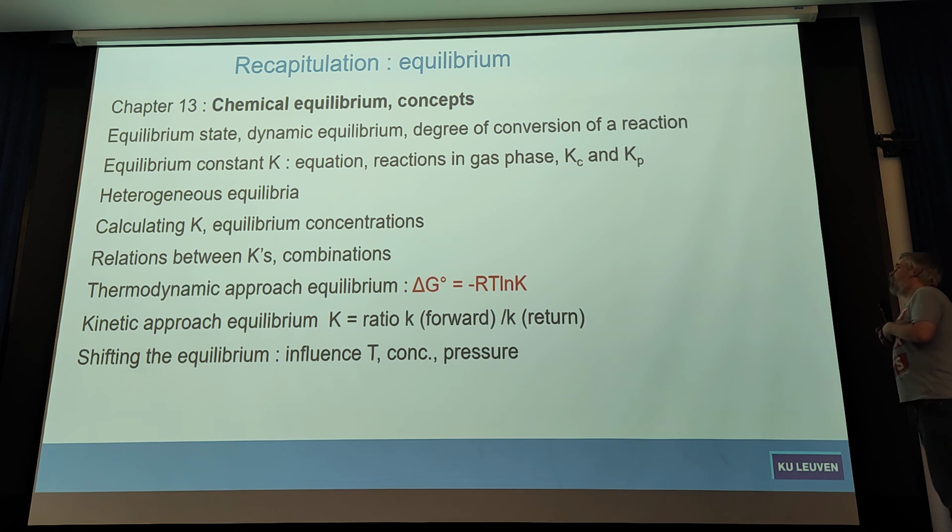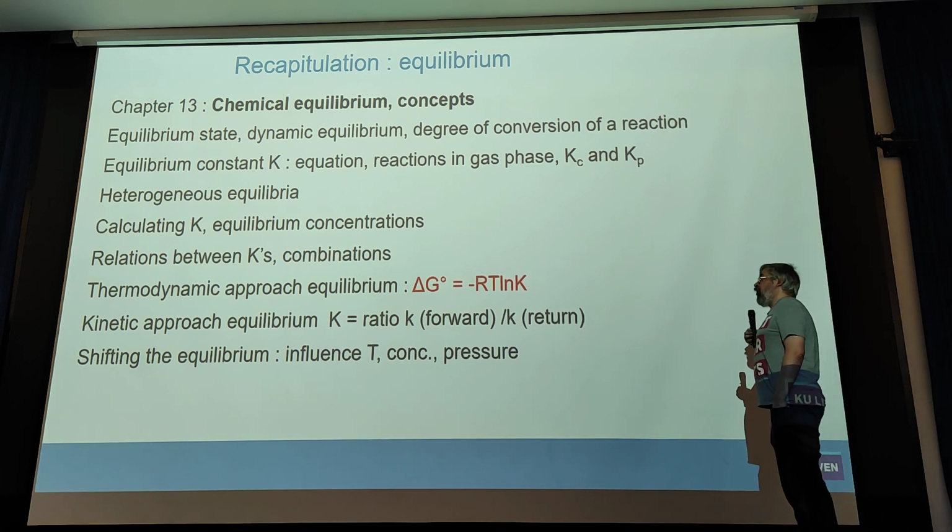We explained also that there are heterogeneous equilibria possible, and that in such an equilibrium the species that are solids or liquids are not in the concentration or pressure dependent parts. So they do not occur, in other words, in K. This, in many cases, simplifies the equilibrium constant a lot.